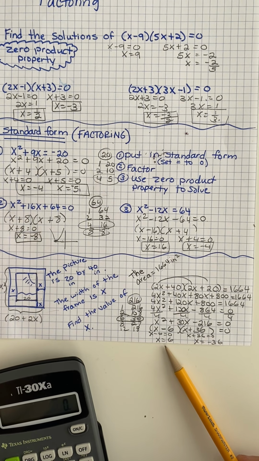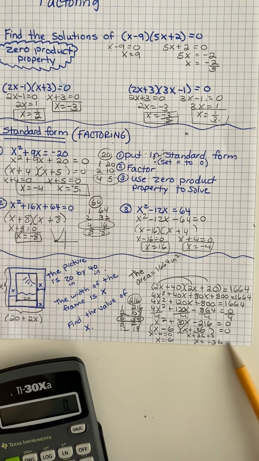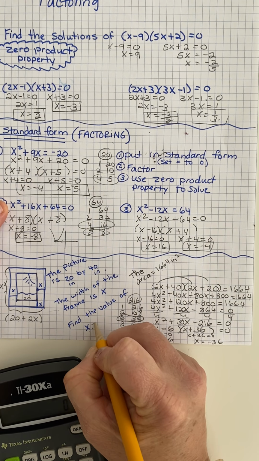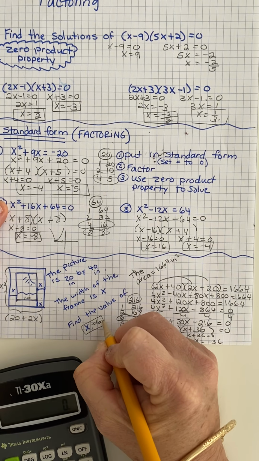And this is going to come up a lot of times with word problems. You're going to get a negative and a positive answer. And you have to realize, okay, because it's a word problem, that negative one usually does not make sense. So find the value of x. X equals 6. And then inches.